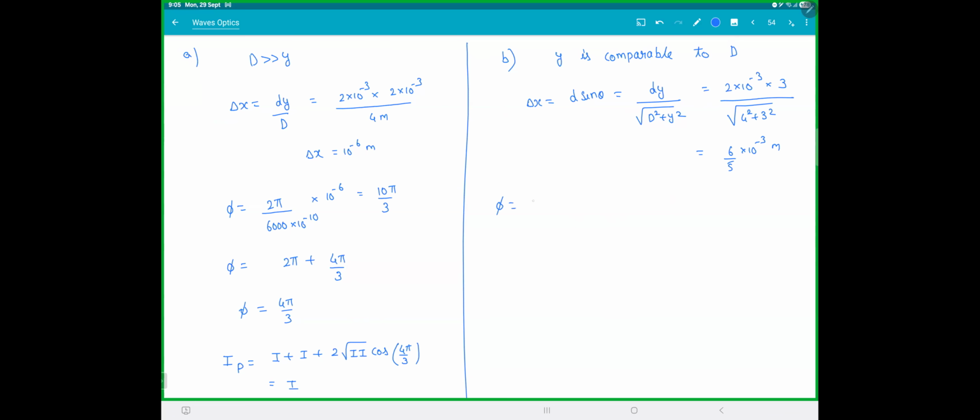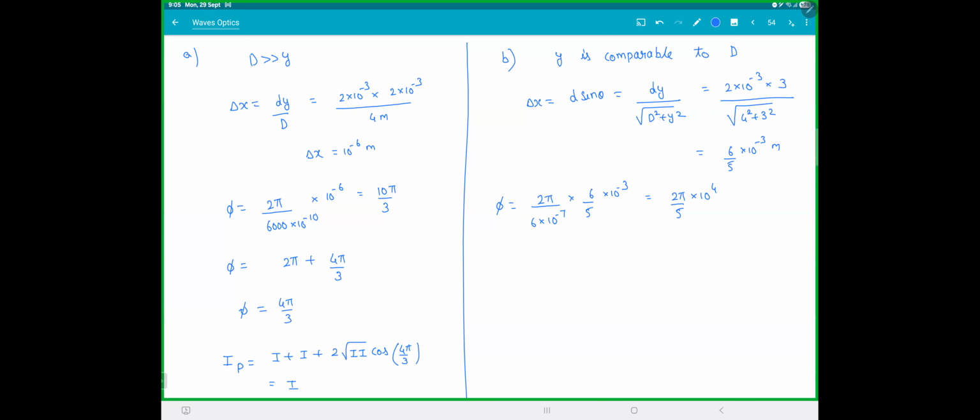Same story. Once you got that, you are done. Phase angle will be 6 into 10 power minus 7, by 5 into 10 power minus 3. 6 goes off, 2 by 5, 10 power 4.